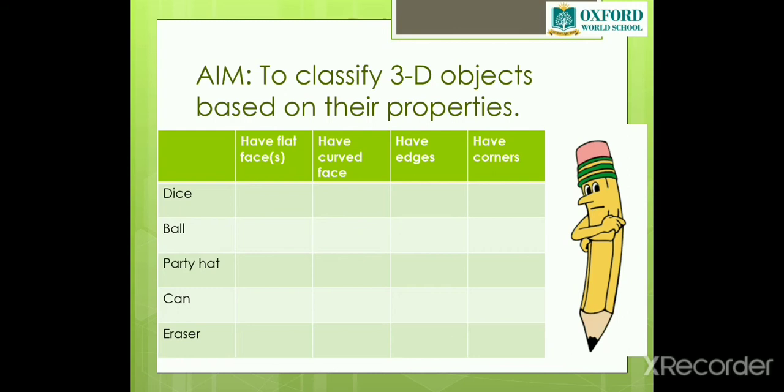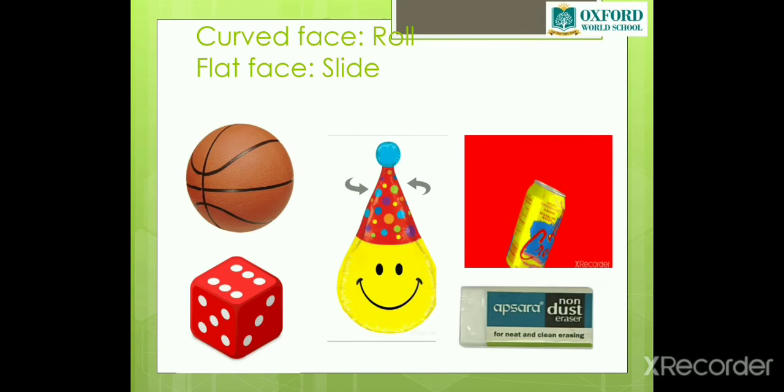Now, different examples of curved faces and flat faces are there on your screen. So let us see these examples one by one. First is the example of a can. Now, as you can see, this can rolls. It does not have any flat surface, but it has a curved surface, so it can roll.